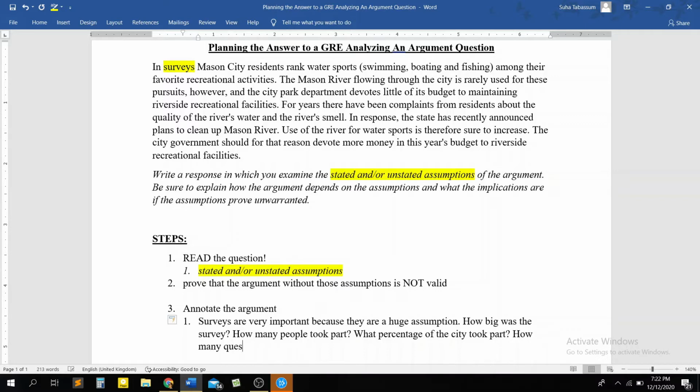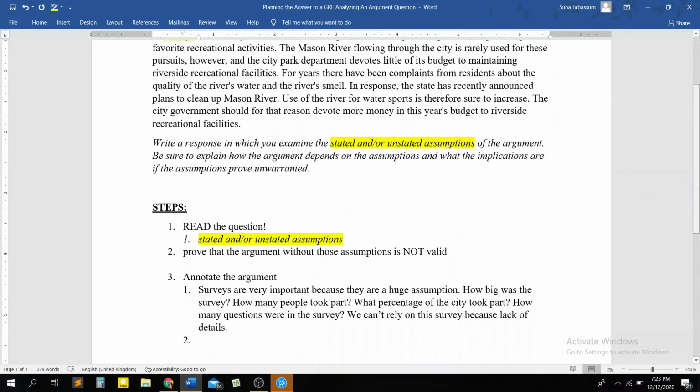So you guys understand what I'm doing, right? I took the word survey, which was given in the argument, and I found a lot of questions which just the word survey doesn't answer. So in this passage, they should have told us how big the survey was, how many people participated. So we can't rely on this survey because the information given to us is very vague. Okay, so I'm just noting stuff down here, not writing the whole sentence.